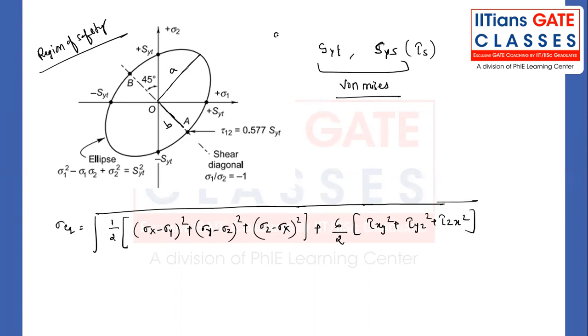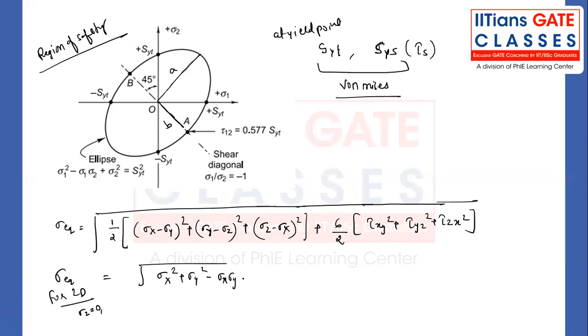Basically, I just want to derive the relationship at the yield point. I will take the values for 2D stress. For 2D, sigma z will be 0. So I'll write the formula as sigma x square plus sigma y square minus sigma x sigma y plus 3 tau xy square, equal to sigma yt. Sigma x is what? Sigma yt, right?